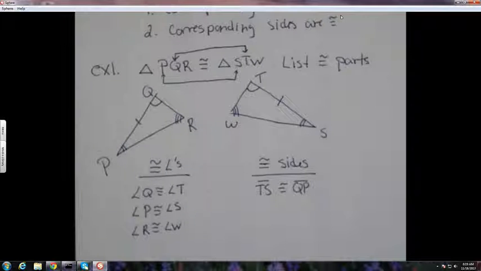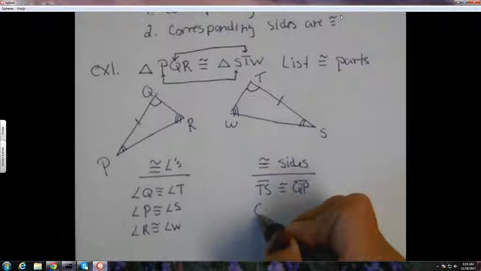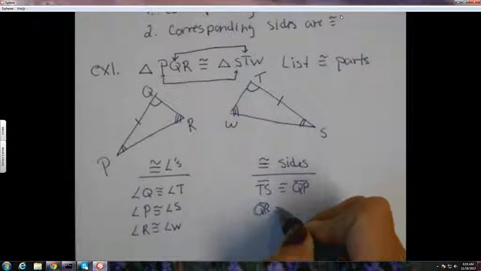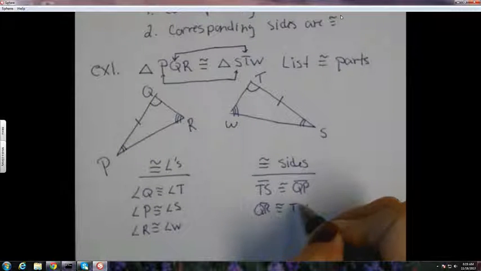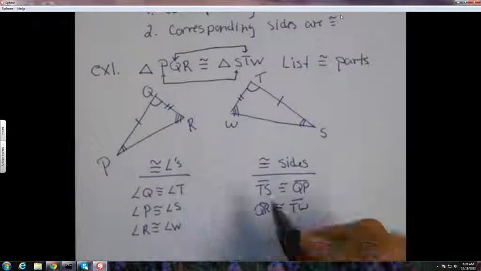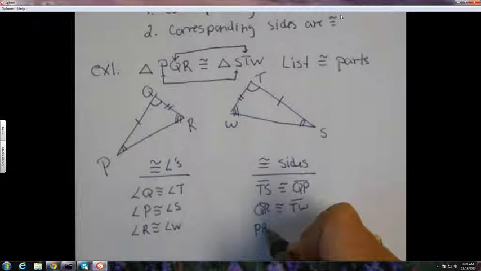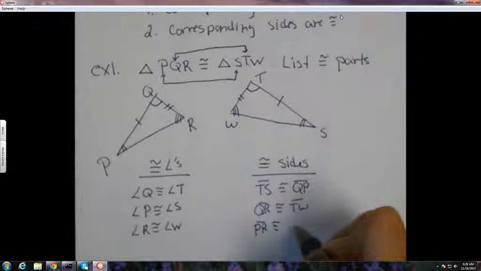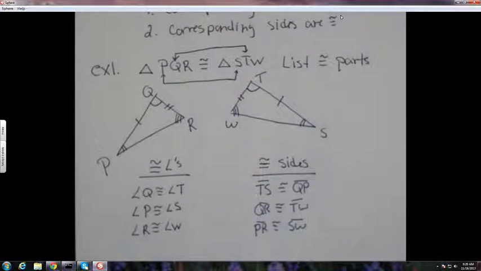Izzy, can you give me another set of congruent sides? QR is congruent to TW. Nothing too tricky here. And then the last side would be PR congruent to SW. Any questions on congruent parts?